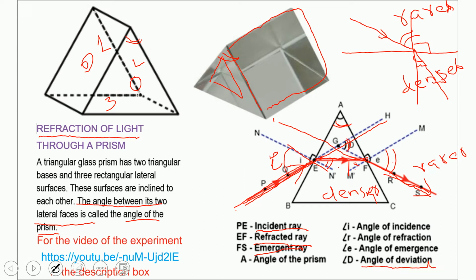So how much is the ray deviated? Actually the ray must have gone like this, but now it is going like this. So this much deviation is there. Let me erase all this.